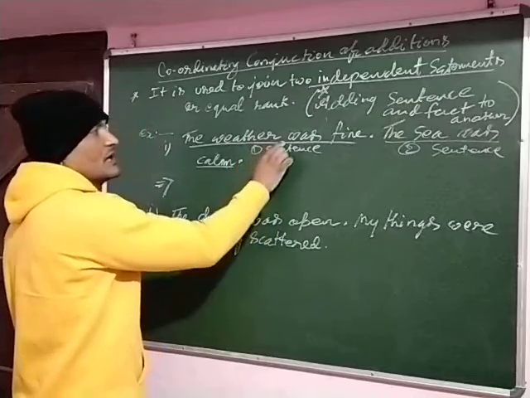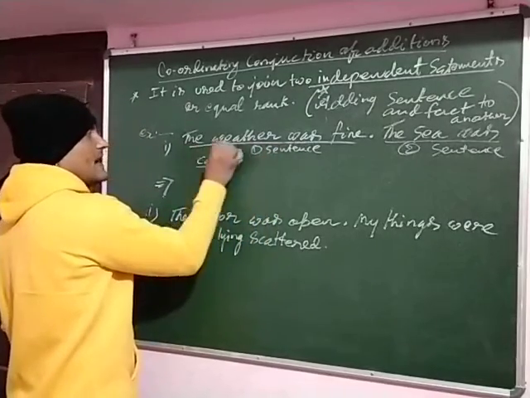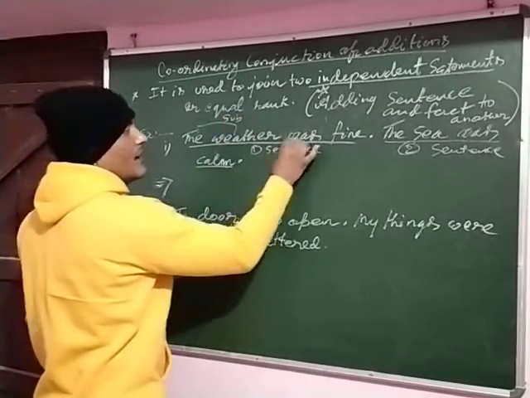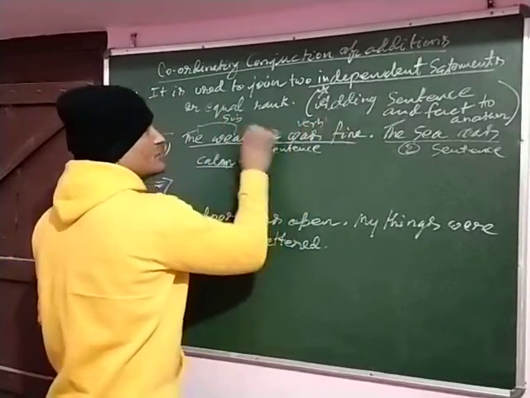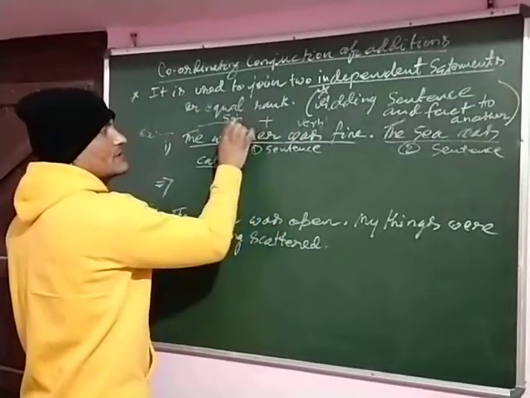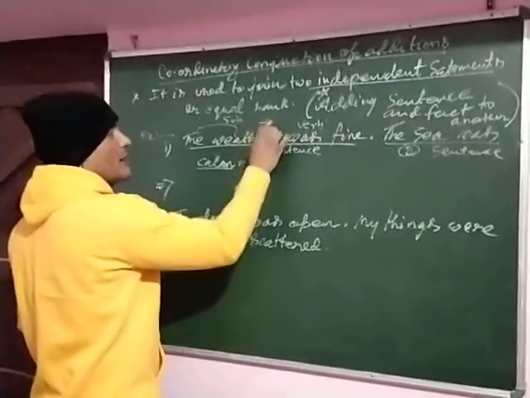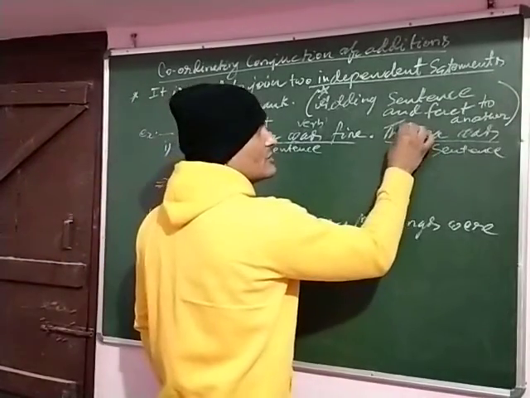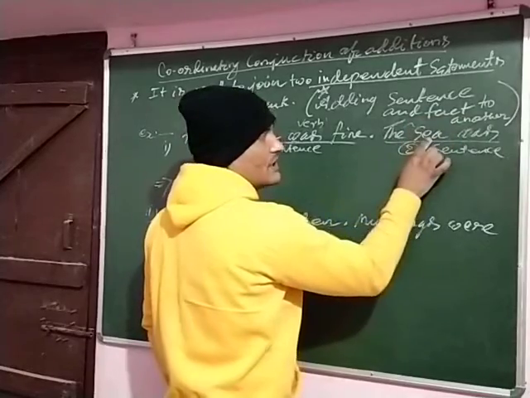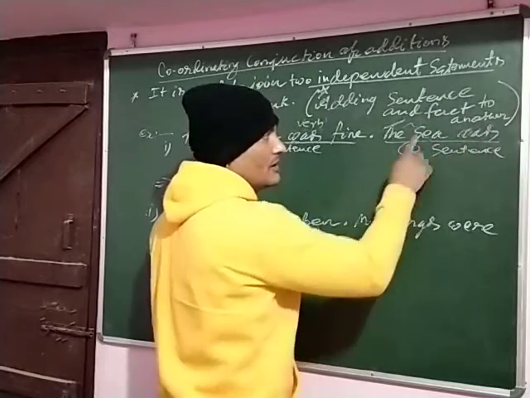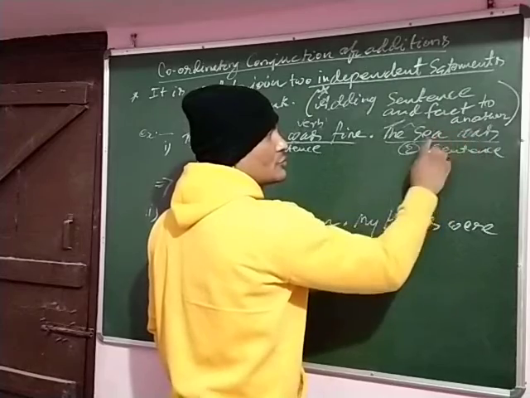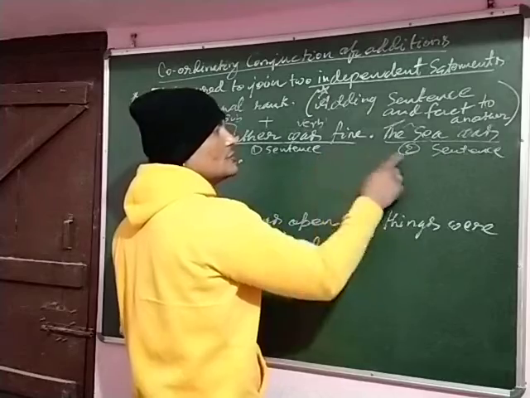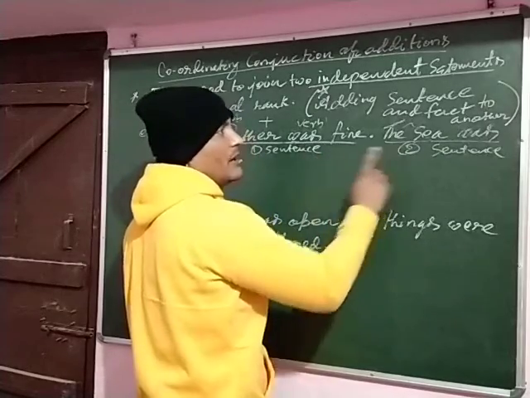Also, this is an independent sentence because it has its own subject and verb. The weather is the subject and was is the verb. When a subject and verb come together, they form a sentence. And here is also a subject: the sea is the subject and was is the verb. That's why these two together form a sentence. So these two are independent sentences.